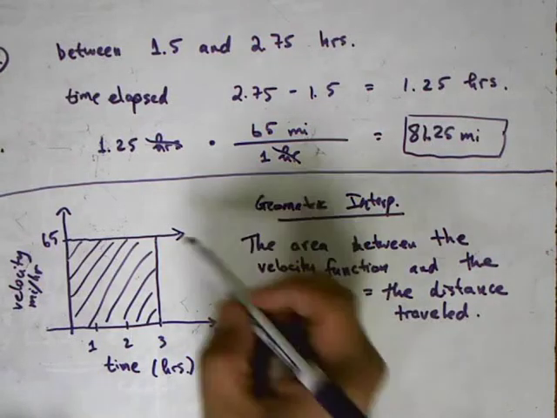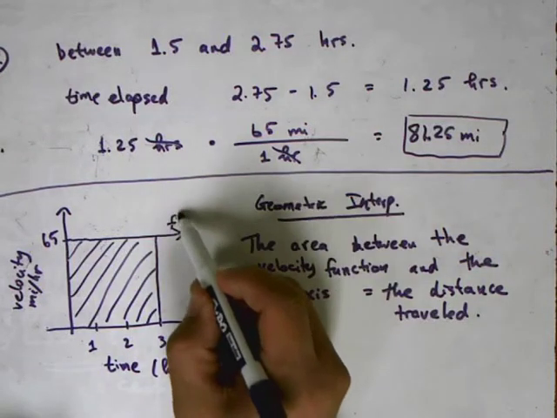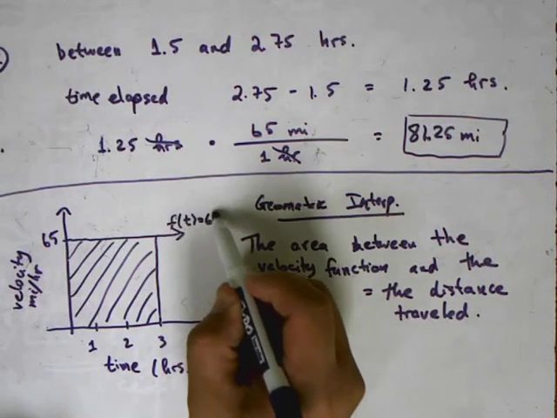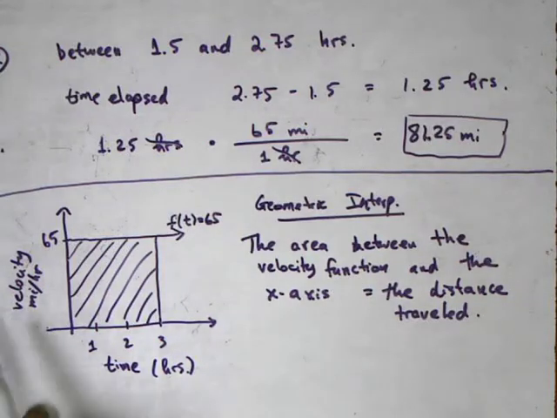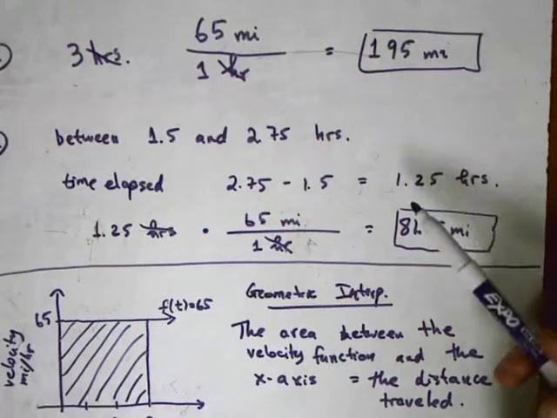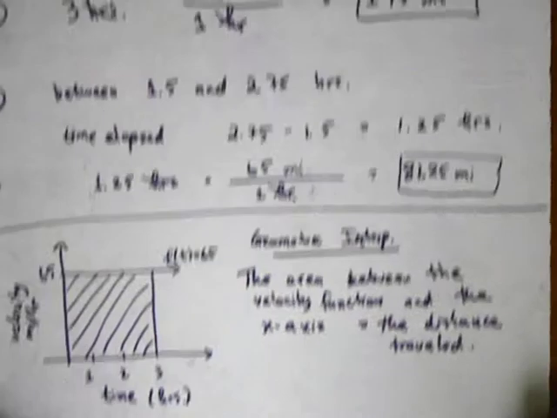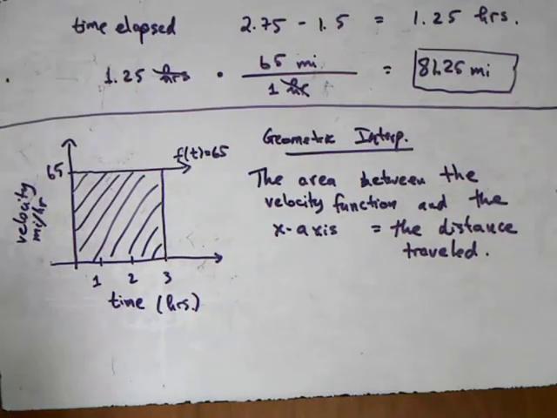So let me show you. This is the velocity function, f of t equals 65. It never changes. And this is the time. Remember, if we find this area, which is 3 times 65, that gives us the exact same number as we found up here. And let's look at the other scenario.